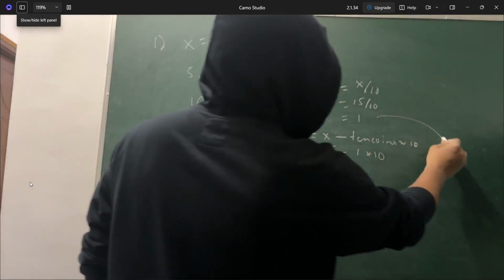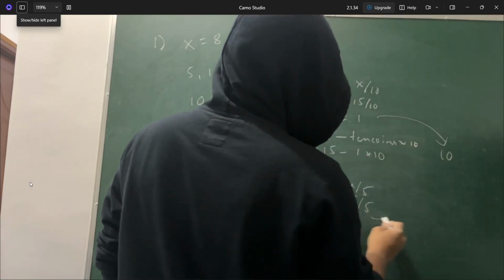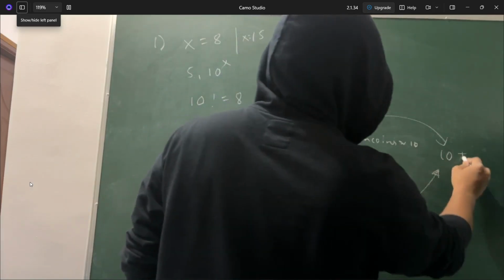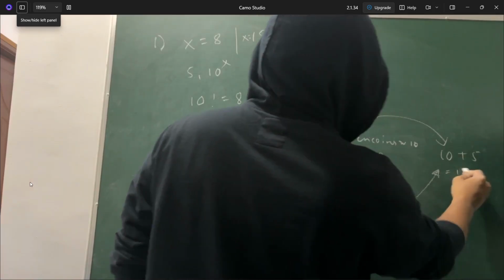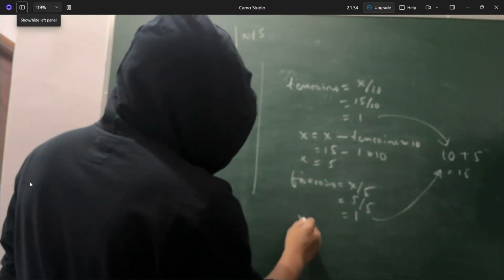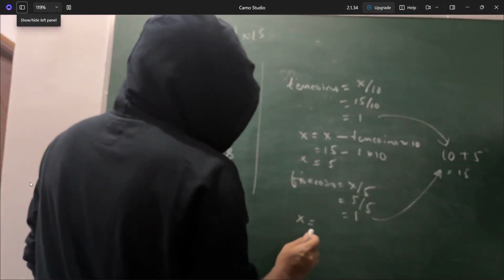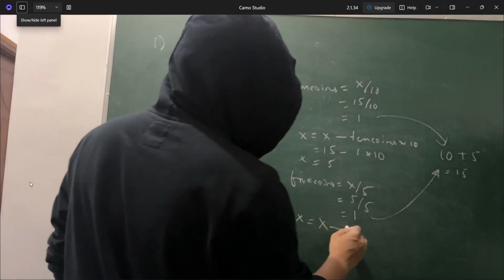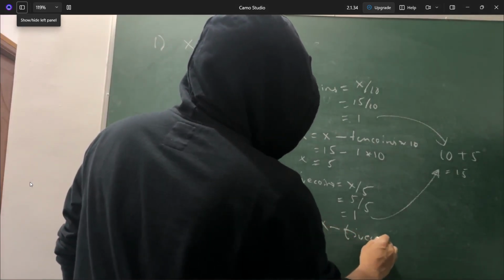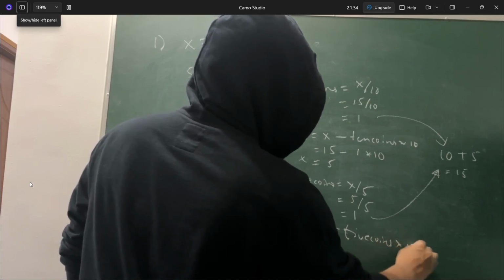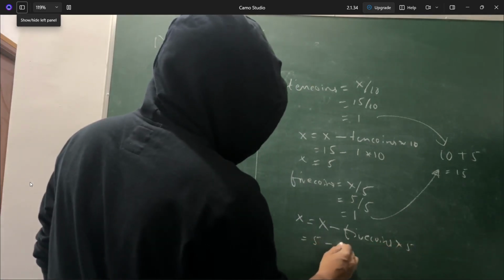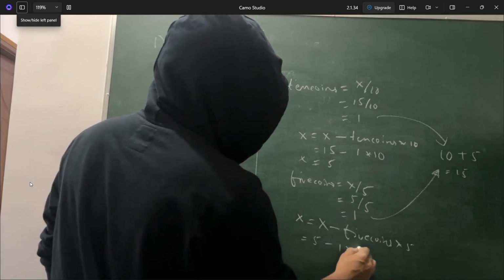So from here 10 rupee coin 1 you have taken, which is 10. From here 5 rupee coin 1 you have taken, which is 5. So it is 15, which is our answer. And again at the end you will have to check if you'll have to print -1 or not. So for that case again x will be x minus 5 coins into 5. So x is 5, this is 1 into 5, which is 0.